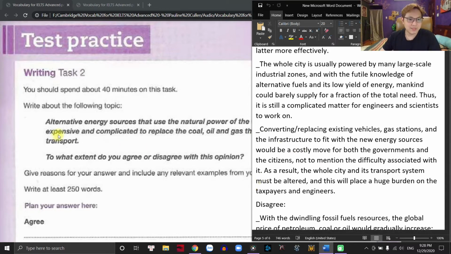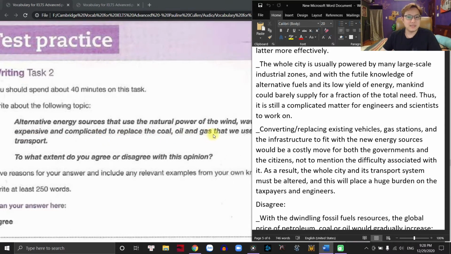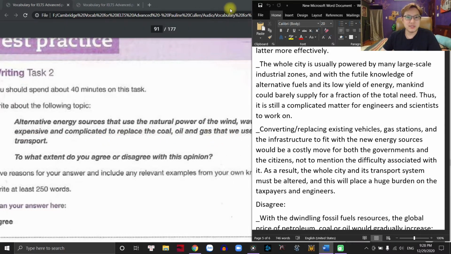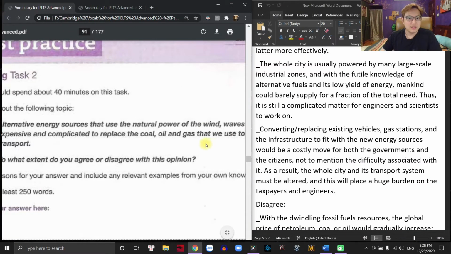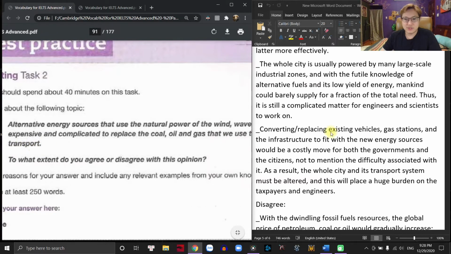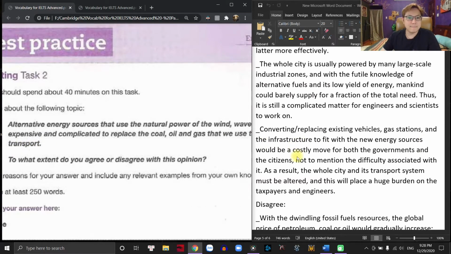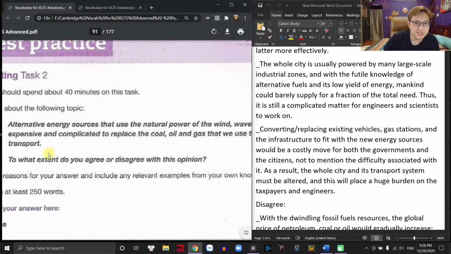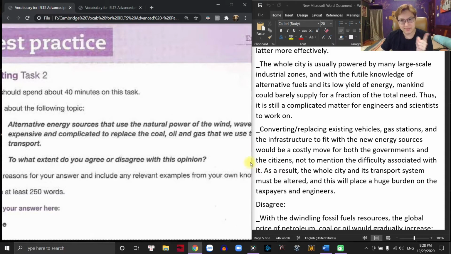Cái luận điểm nó bao hàm luôn cả hai ý là expensive và complicated nè. And I also mention in here that we use power to power our cities and transport, because I mentioned infrastructure, right? Ok, mình có nhắc đến cái cơ sở vật chất, tức là mình nhắc đến chuyện transport nè và vận hành thành phố nữa nè. Ok. And then another cause and result here, một cái quan hệ nhân quả nữa nè.